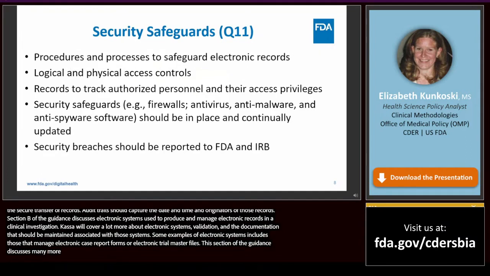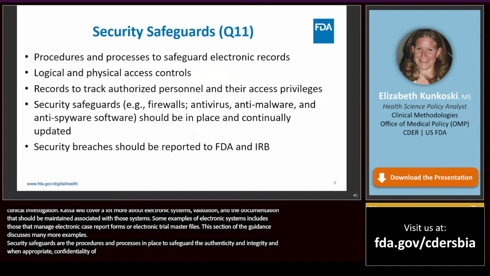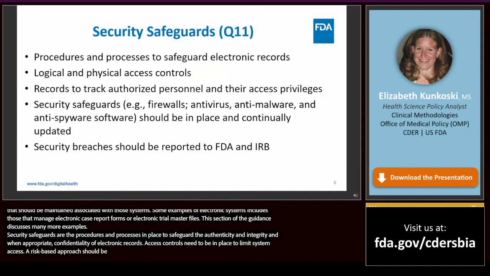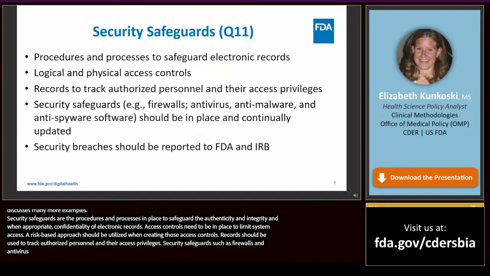Security safeguards are the procedures and processes in place to safeguard the authenticity, integrity, and when appropriate, confidentiality of electronic records. Access controls need to be in place to limit system access. A risk-based approach should be utilized when creating those access controls. Records should be used to track authorized personnel and their access privileges. Security safeguards such as firewalls and antivirus software should be in place and continually updated. Security breaches should be reported to FDA and IRBs.